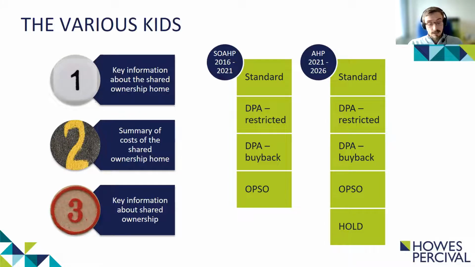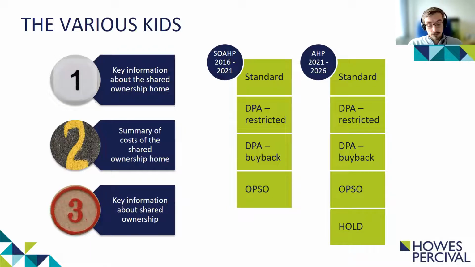For shared ownership funded under the 2016-2021 programme, you have a pack for standard shared ownership, a pack for DPA leases with staircasing cap, a pack for DPA leases with mandatory buyback, and a pack for OPSO, older persons shared ownership. For the new model of shared ownership funded under the 21-26 programme, you have the same list again, plus a pack for HOLD, home ownership for people with long-term disabilities. So that's 9 packs, each with 3 documents, so 27 different key information documents in total.